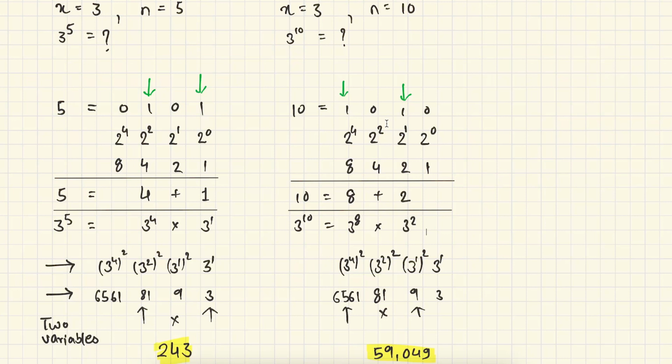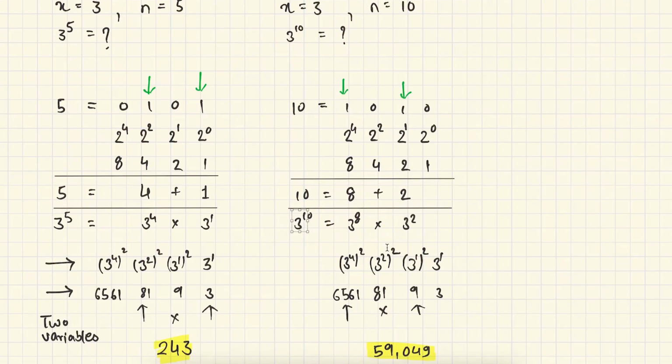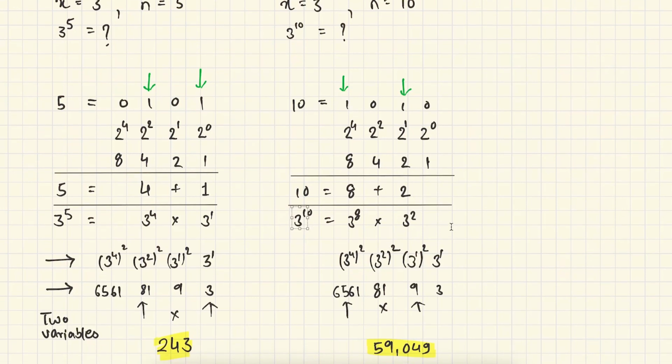Now in case of 10, the second bit is set, right? And the fourth bit is set. So when we multiply the value of fourth bit with the second bit, we get the 3 to the power 10, right? So now how to calculate the value of each bit?